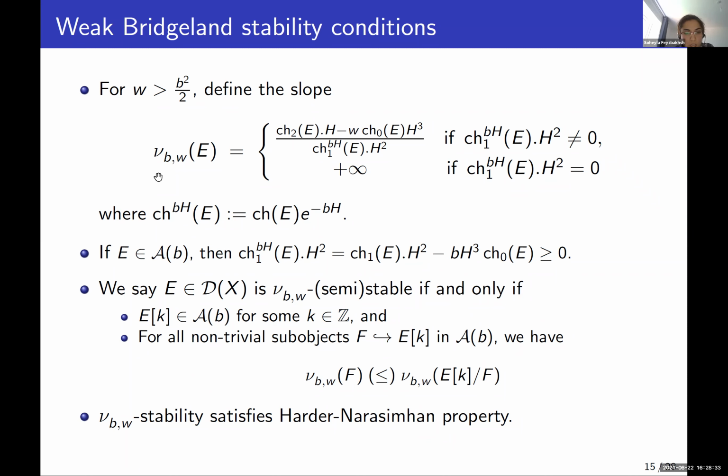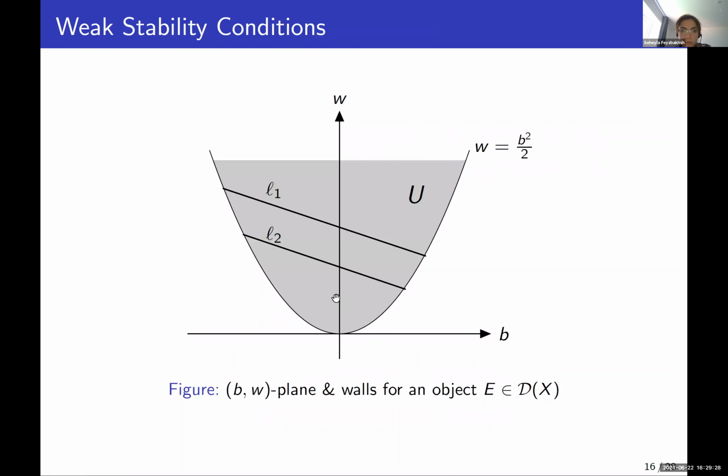Okay, so we say E in this bounded derived category is ν_{B,W} semi-stable if some shift of E lies in our heart A_B, and for all non-trivial sub-objects F of this shift of E, we have the slope of F is less than or equal to the slope of the quotient. The quotient here is defined in the abelian category A_B. Then Bayer-Macrì-Toda proved ν_{B,W} stability satisfies the Harder-Narasimhan property. That's why they define a weak Bridgeland stability condition on X.